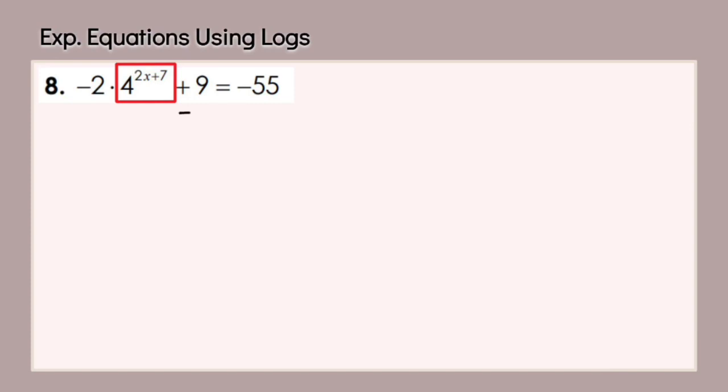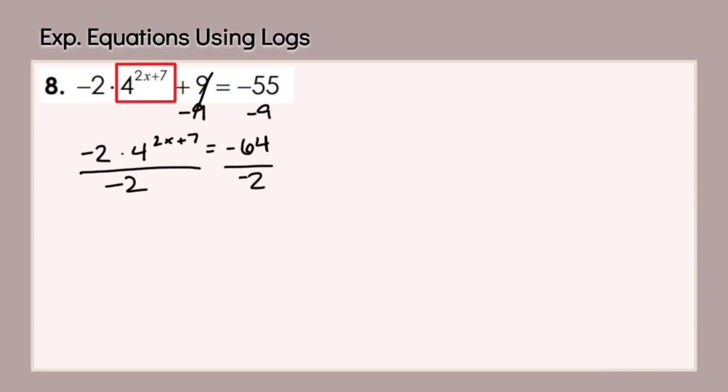We'll start by subtracting 9 from both sides. And we get negative 2 times 4 to the 2x plus 7 equals negative 64. And then we'll divide both sides by negative 2. And we get 4 to the 2x plus 7 power equals 32. Now I am noticing that 4 and 32 actually have a common base of 2.